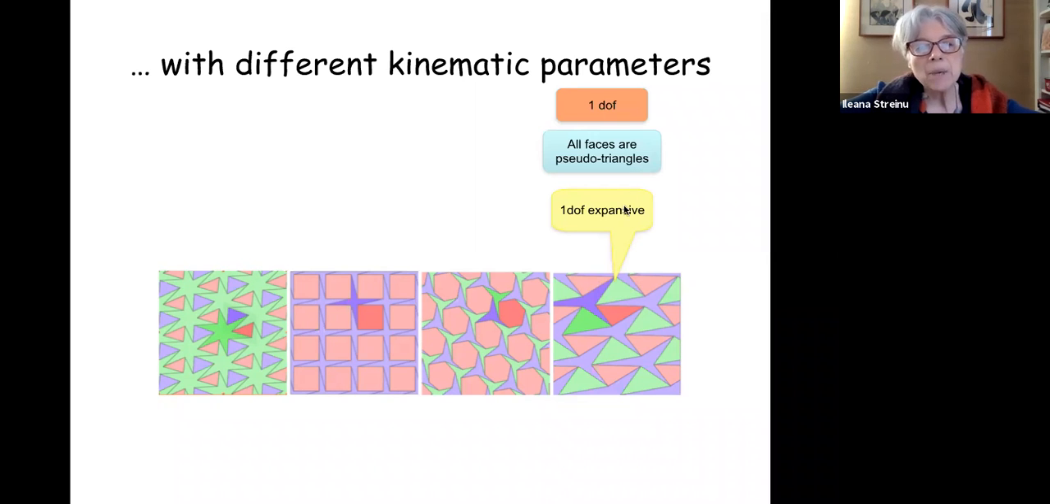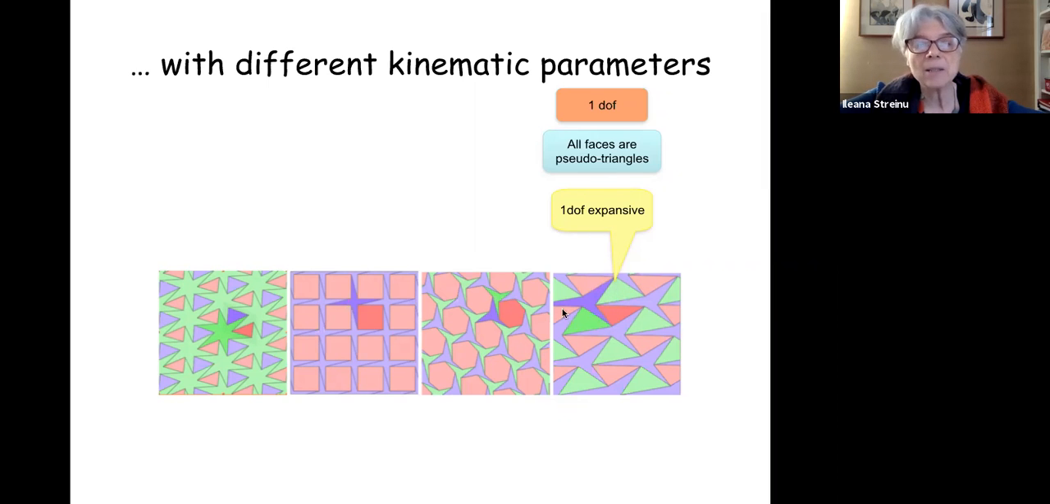And this can be immediately seen. You don't need to make any calculation. You can immediately see that because all faces are pseudo-triangles. So what I mean is you see that all of them are pointed at every vertex in all of these tilings. There is an angle larger than pi. So all of them are pointed, they have expansive motions, but this one is just a 1 degree of freedom motion. And this is due to the fact that all faces are pseudo-triangles.